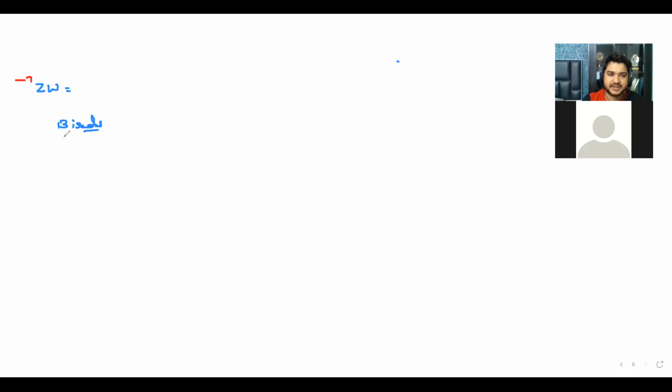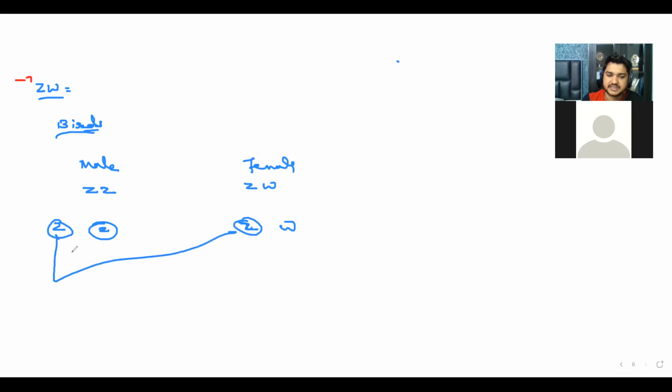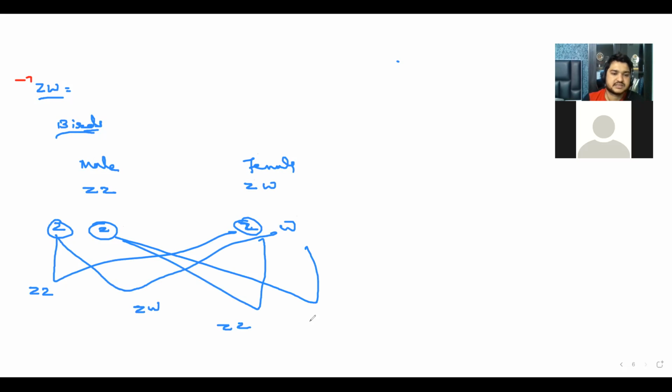Now if I talk about the bird, actually in the bird, male is not deciding. Actually in the bird, female is deciding. Males have the chromosomes ZZ and the females have the chromosomes ZW. Of course male is releasing Z and Z and female is releasing Z and W. If Z and Z combine, you will get ZZ, and you will get ZW, right? And if this combines like this, it is again ZZ and ZW.